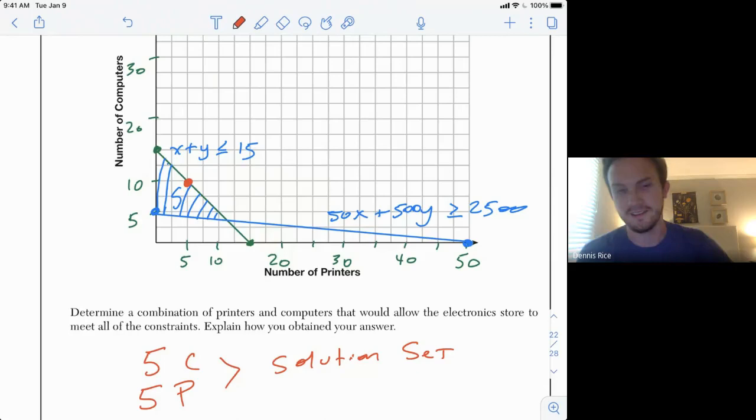1, 3. Yeah, so you might think coordinates. That's why it's helpful to label your numbers there. There's a few options.